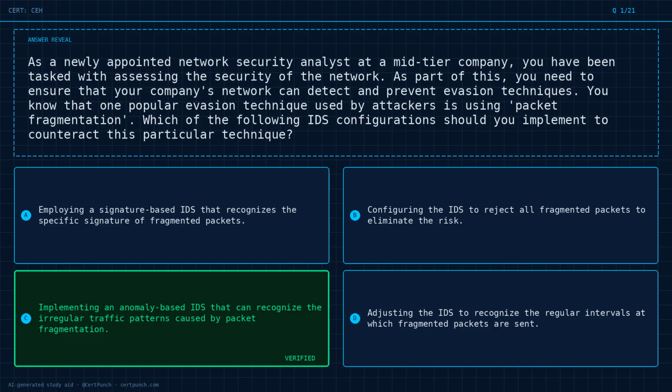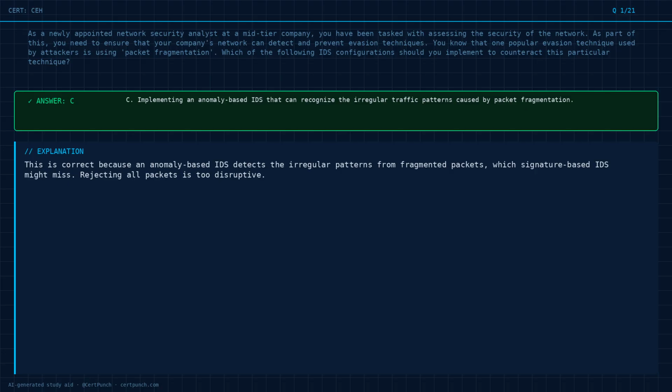The answer is option C. Exam logic. This is correct because an anomaly-based IDS detects the irregular patterns from fragmented packets, which signature-based IDS might miss. Rejecting all packets is too disruptive.